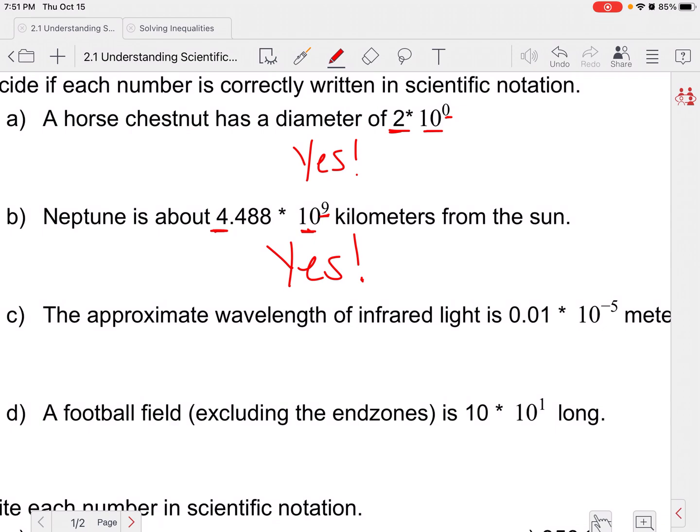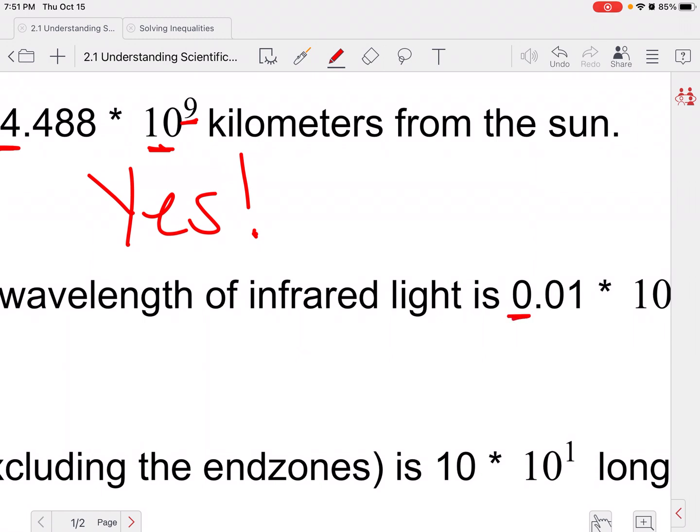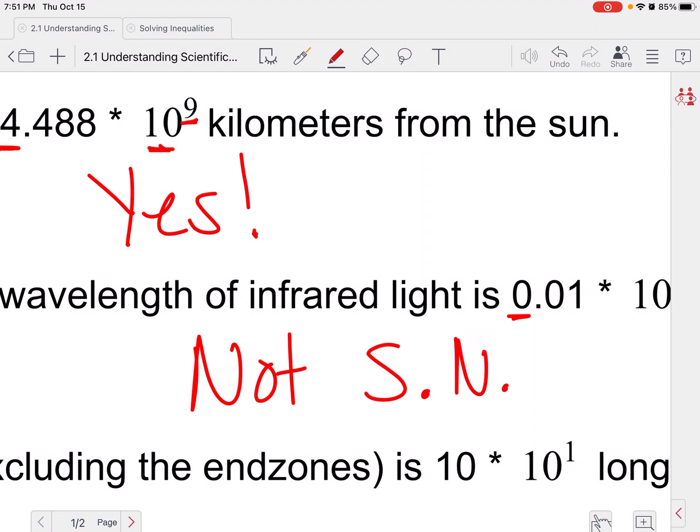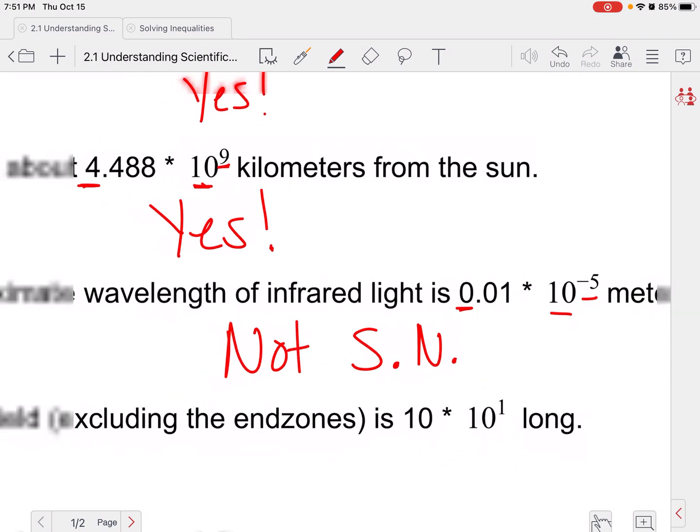The approximate wavelength of infrared light is 0.01 times 10 to the negative 5. Because this number is 0, this is not scientific notation, and we'll just shorten that with SN. Okay, so we can make that number scientific notation, but as of right now, it is not. Even though we have 10 to the negative 5, it's not in scientific notation.